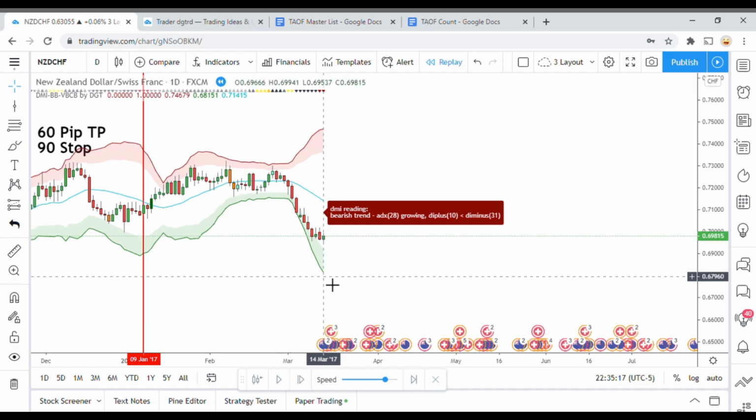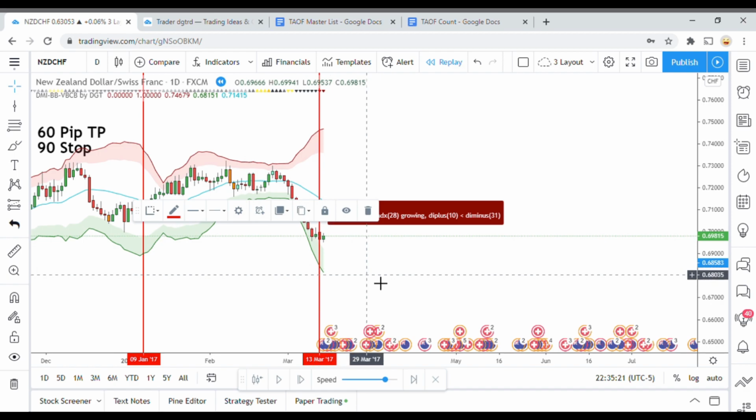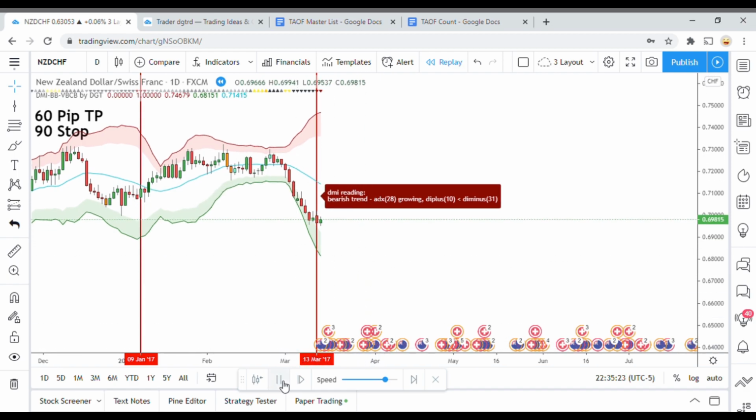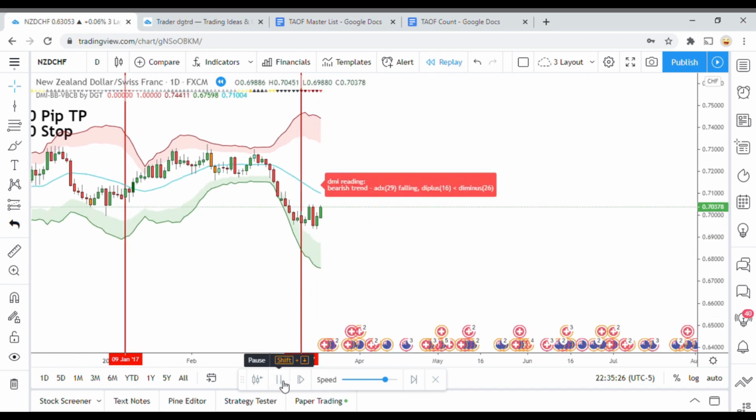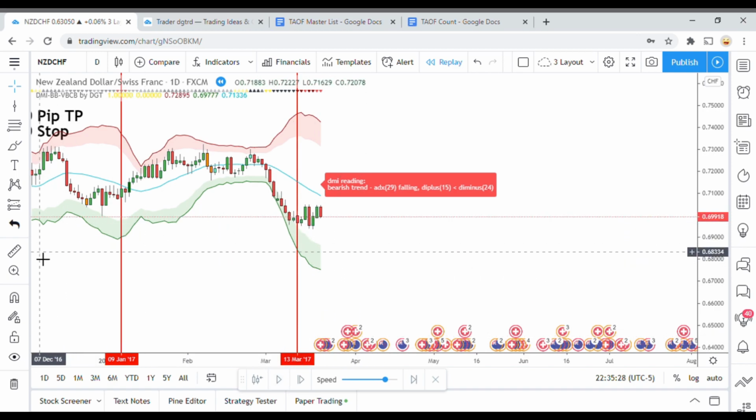There we go. We picked up a bearish trend right there. So we'll go ahead and mark that off. We'll keep an eye on it, play it forward here, and see what we get out of it.